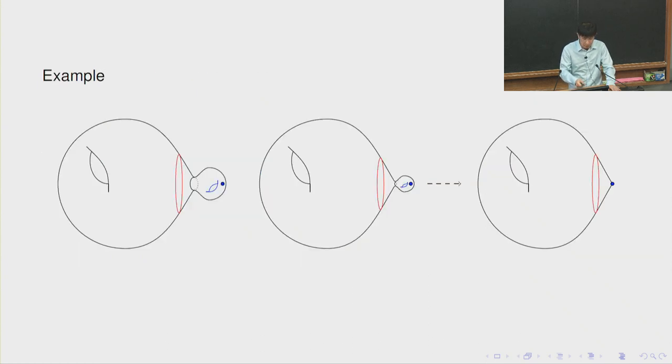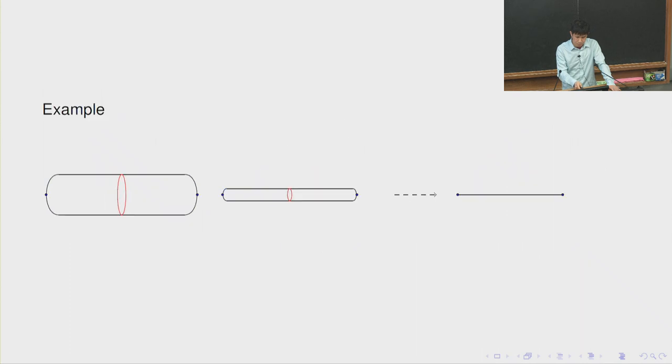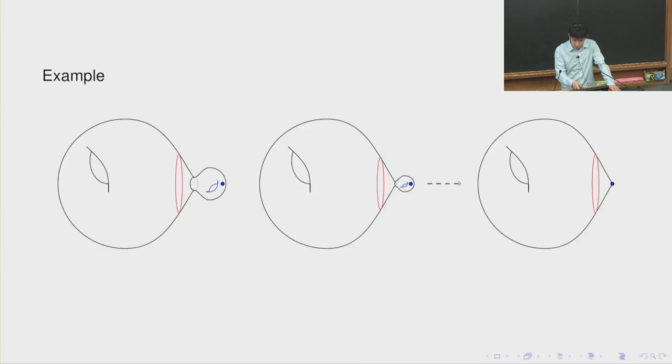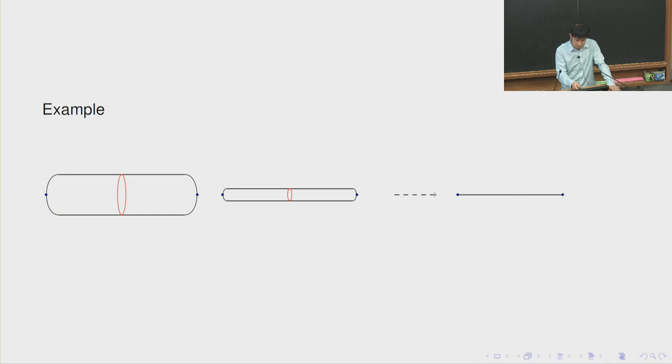For example, this is a family of two-dimensional objects. Here, this part is getting smaller and smaller, and in the end it forms a conical singularity. In this example, the limit has a singular point but is smooth elsewhere, and the dimension does not change. But in general, dimension can also change. Here, this family of two-dimensional objects in the end converges to a one-dimensional object.